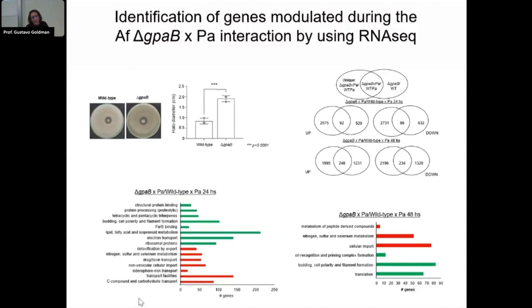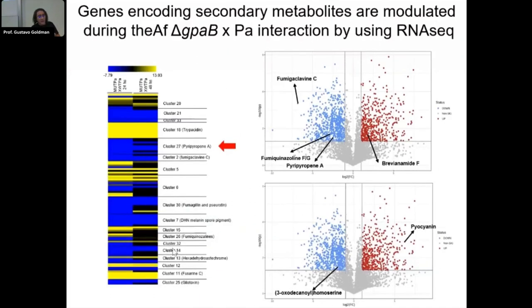And then when we categorize them, at 24 or 48 hours, we see a lot of things. Many of these things are related to remodeling of ribosomal translation or mitochondrial activity. We see a lot of secondary metabolites. And then we decided to look more carefully at the modulation of these genes. Remember that I told you in the very beginning of my presentation that there are 33 biosynthetic gene clusters in fumigatus. And here you see these numbers are related to the 33 biosynthetic gene clusters.